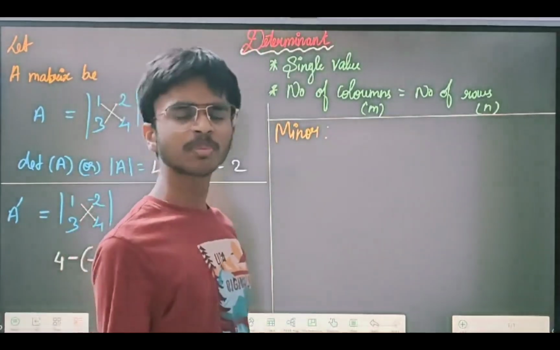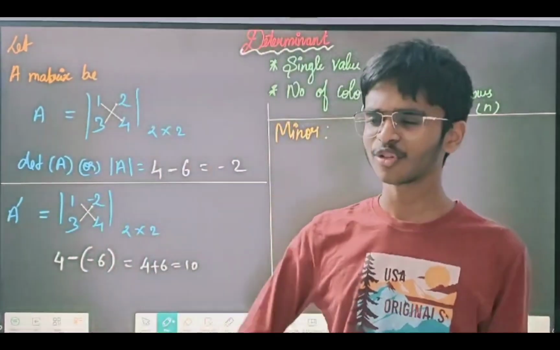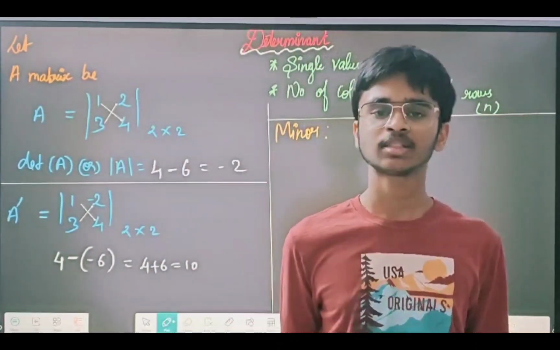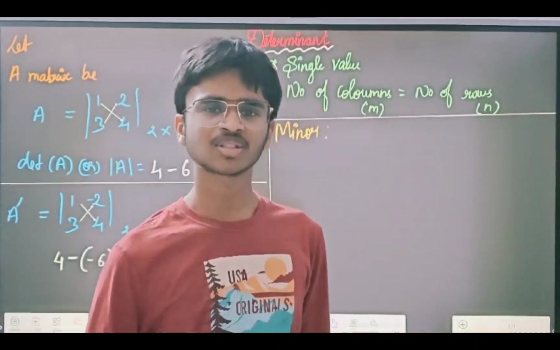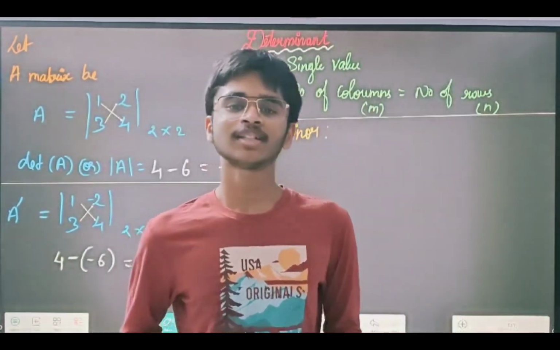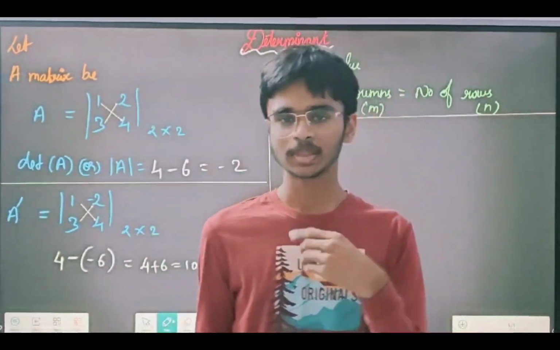Next concept is going to be the minor. What is a minor in terms of normal day-to-day life? It means a person who is less than 18 years. Any person who is less than 18 years will be called a minor. Any person who is more than 18 years will be called a major. I'm a minor. You are also a minor, most probably.